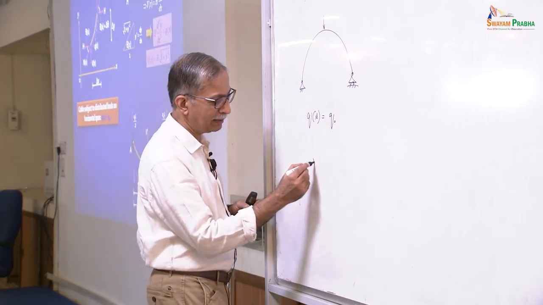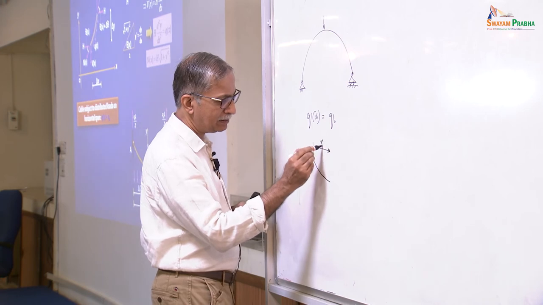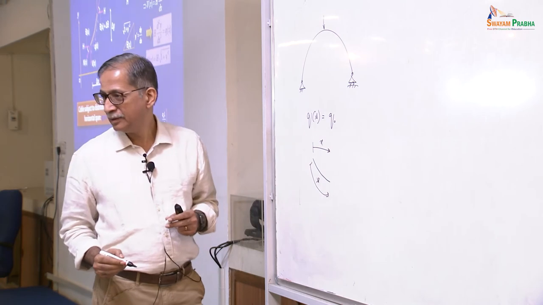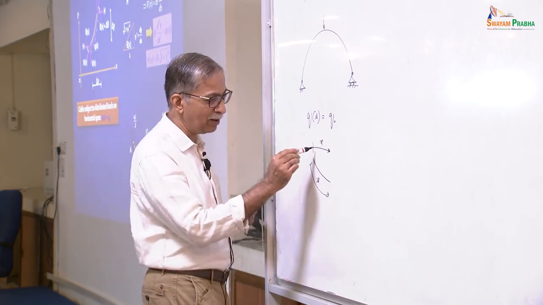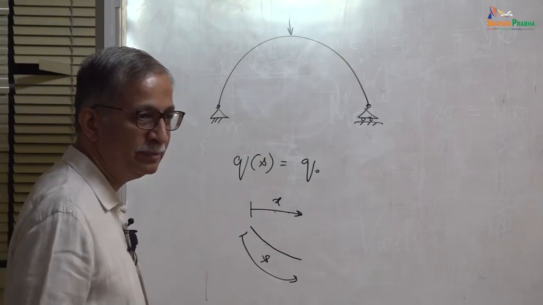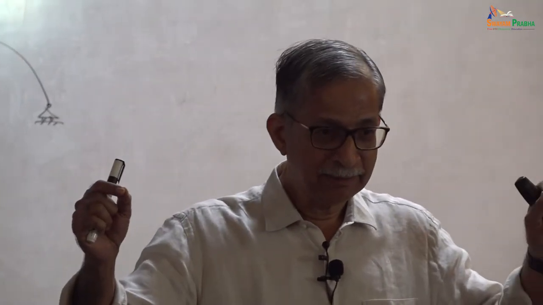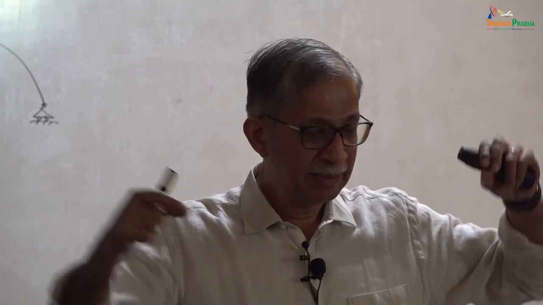See, you have a cable like this. This is X and this is S. The actual weight is uniformly distributed in this direction, not in this direction. So you have to be clear about uniformly distributed along the projected horizontal length versus uniformly distributed along the curved length. They are completely different things. Self-weight is distributed along the curved length.